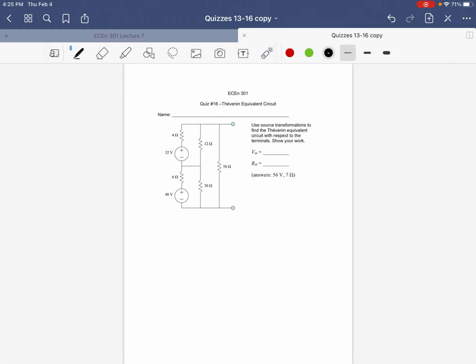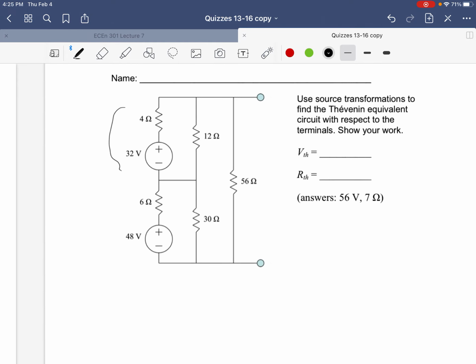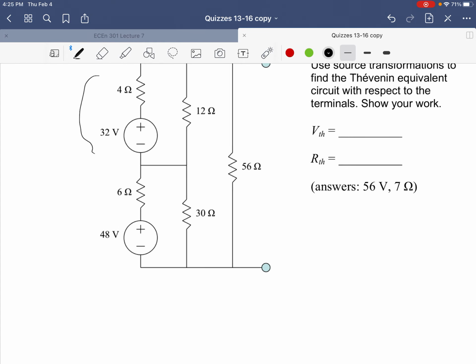Okay, here's quiz number 16. Again, we're trying to find the Thevenin equivalent, and the biggest trick here is just knowing how to look at these guys. So let's just redraw everything. Let's redraw it like this.